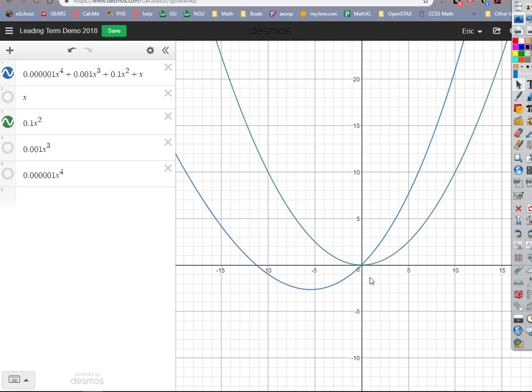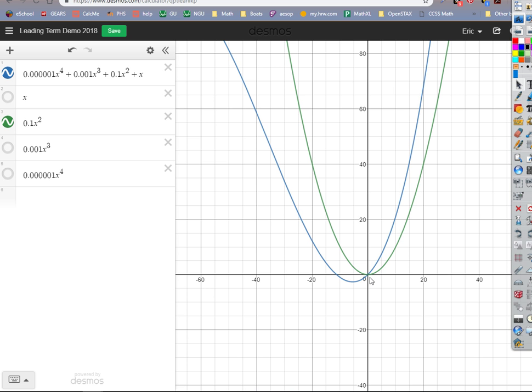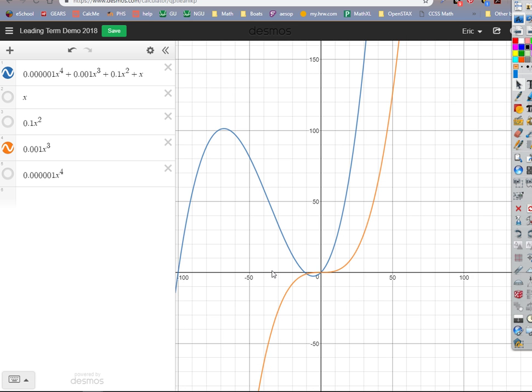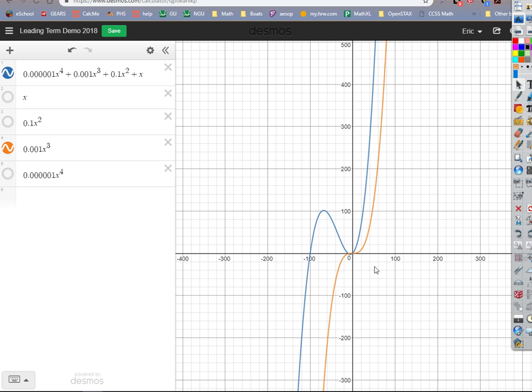Those start to look pretty similar as I zoom out, don't they? Right? To a point, right? I gave it away there. But they're starting to look, you might be thinking, okay, yeah, that seems to be the term now that's dominating the behavior. But not for long, because as we zoom out further, it starts to look more cubic, right?